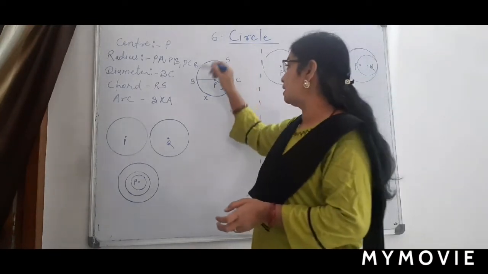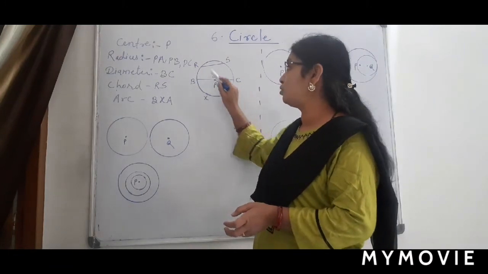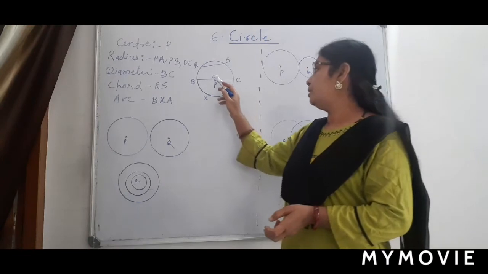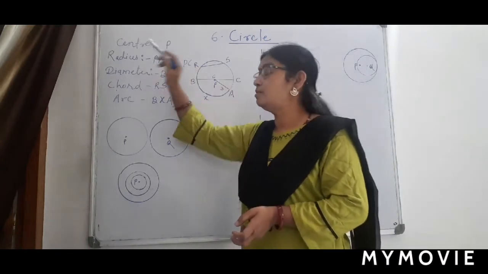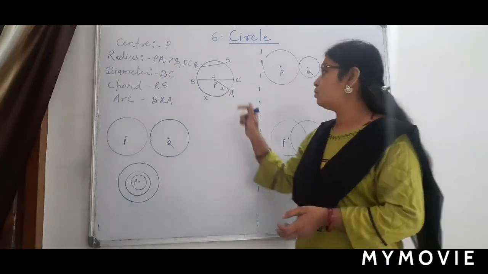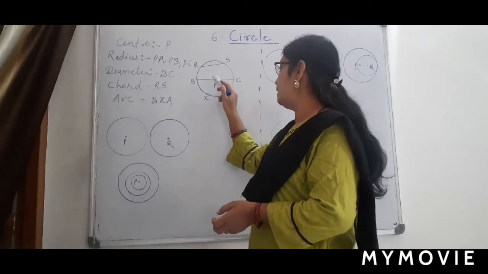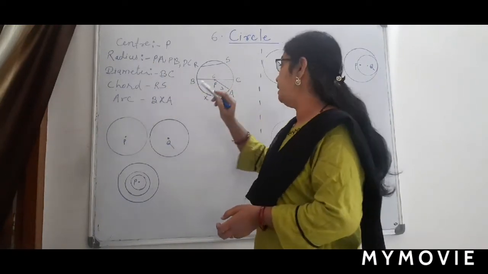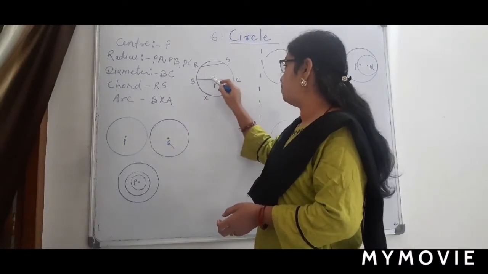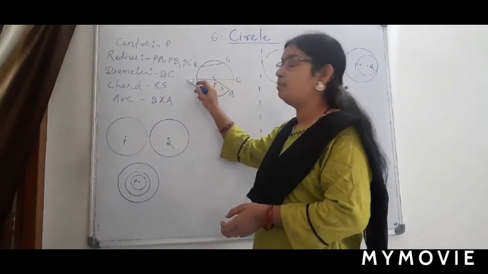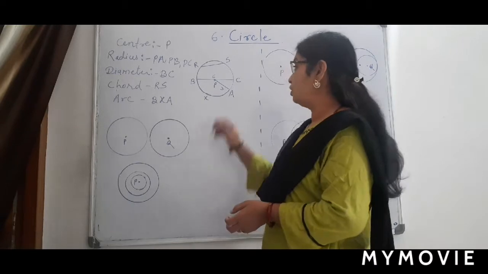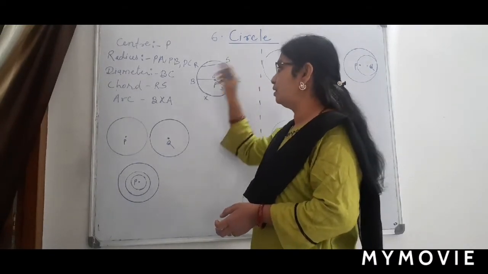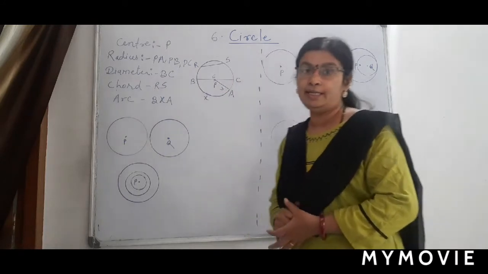Now see here, a circle is given. What is point P called? It is the center of the circle. Then PA. What is meant by radius? Radius means a segment joining the center and any point on the circle. PA is a radius. PC is also a radius. PB is also a radius. What is meant by radius? A segment joining the center and any point on the circle is called a radius.